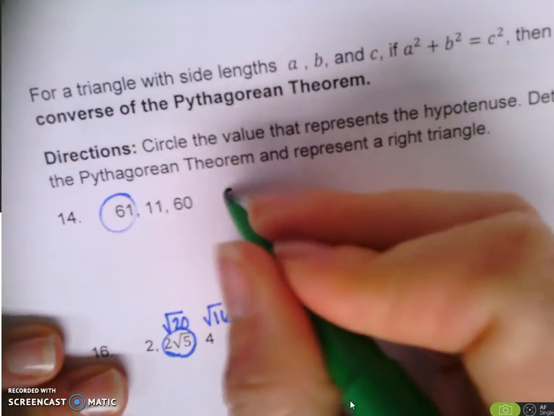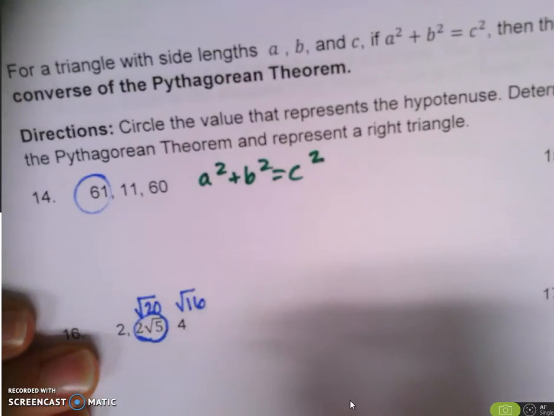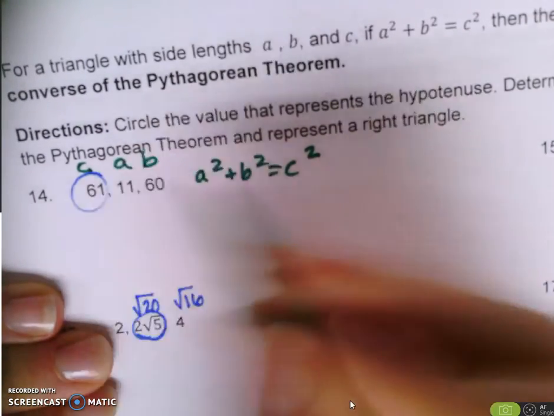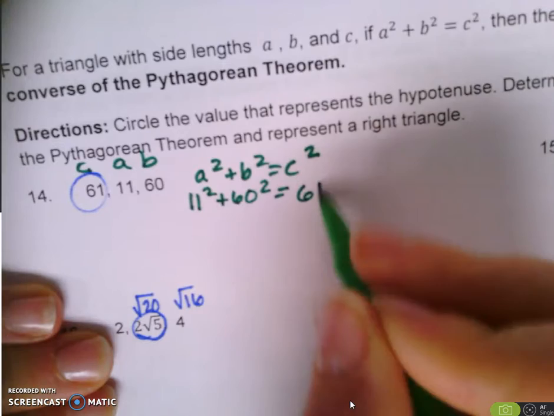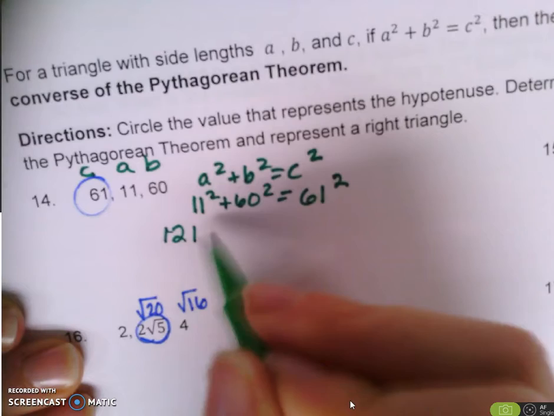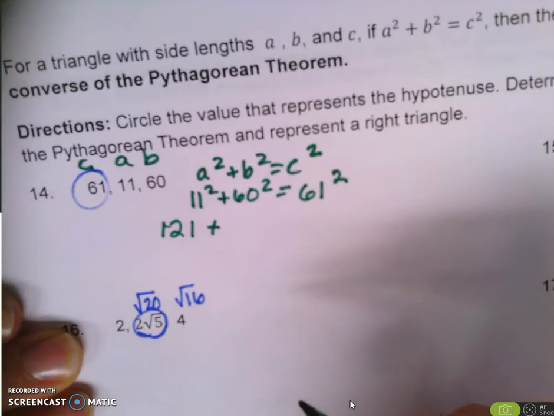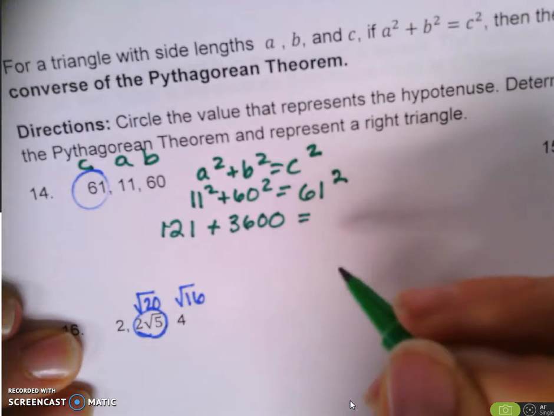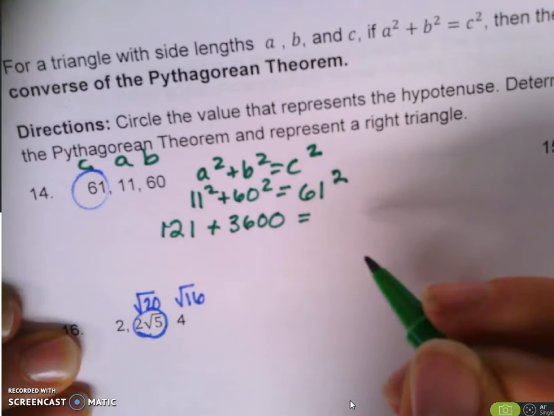So let's see. If a squared plus b squared equals c squared, then this is a right triangle. All we have to do is substitute in the values. I know this is my c, so I'm just going to say a and b. 11 squared plus 60 squared should equal 61 squared if this is a right triangle. 11 squared, 121. 60 squared, well I know 6 squared is 36 and 10 squared is 100, so this is 3600. Equals 61 squared, grab a calculator. 61 times 61 or 61 squared or 61 caret button 2.